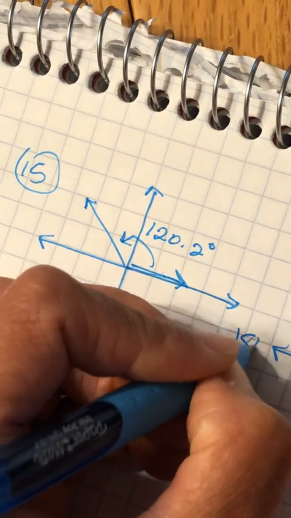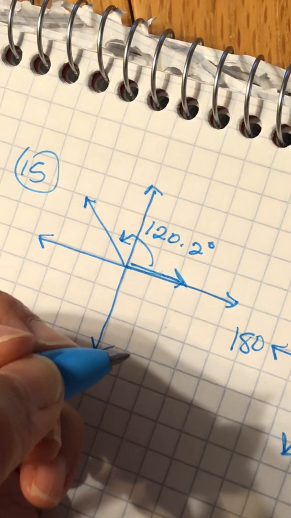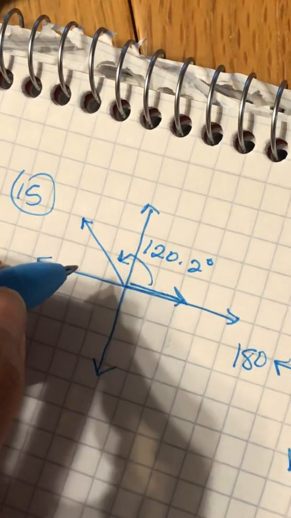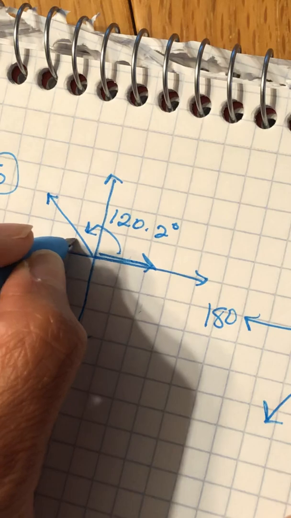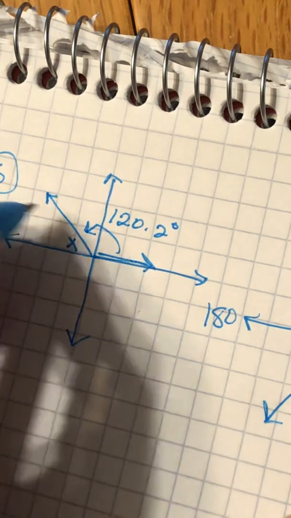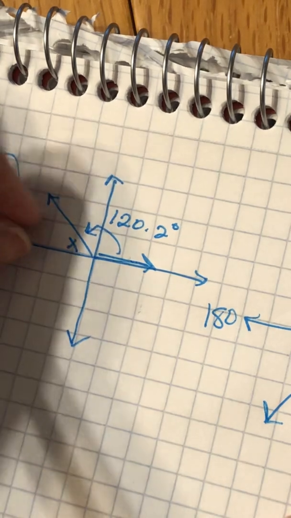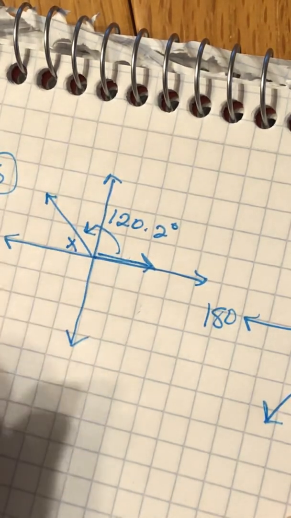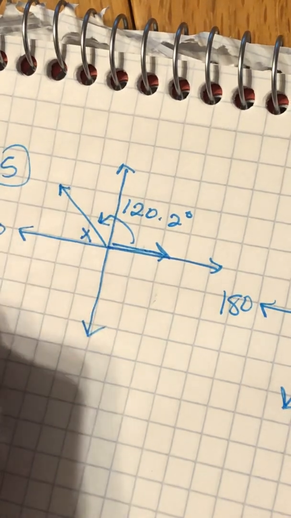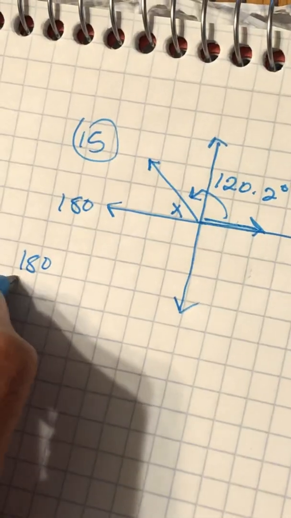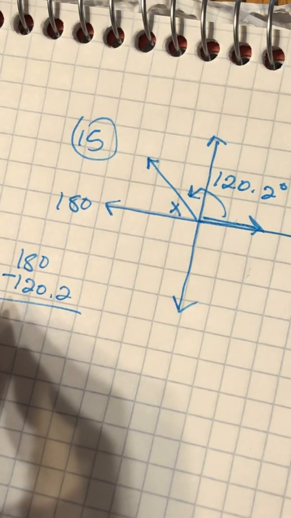And I know that this is 180, and what I need is the reference angle. So the reference angle is going to be this bad boy right here. So I need to figure out what this distance is, and once I figure out this distance, then I know where it lands over here in the third quadrant. So what I have to do is take 180 and subtract 120.2. That's what it was. There we go.